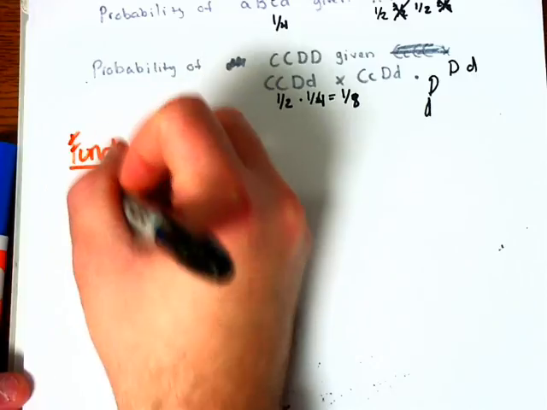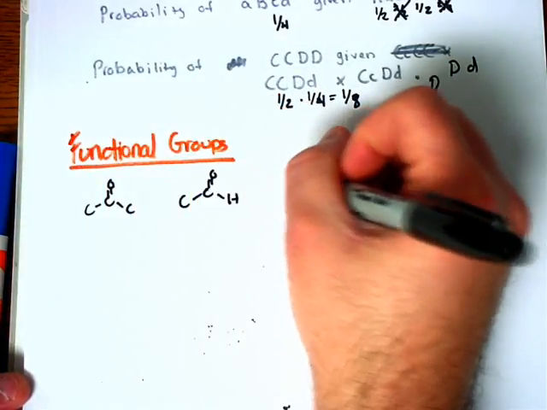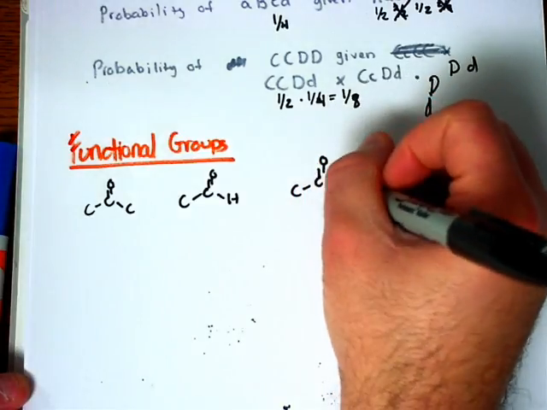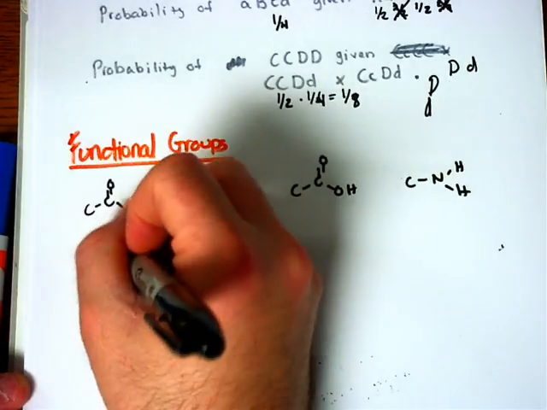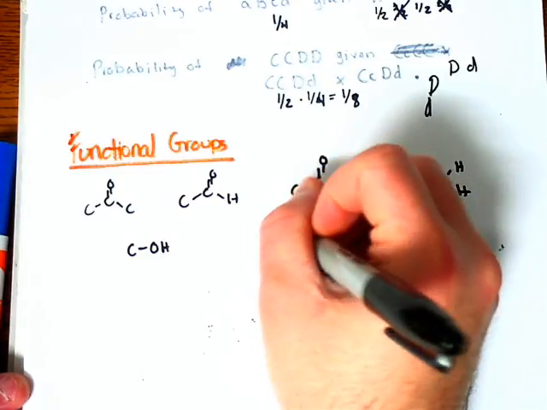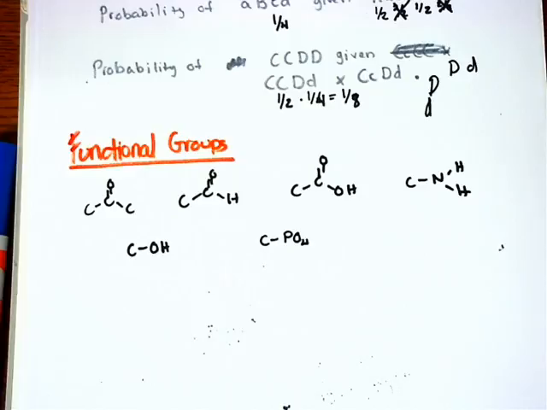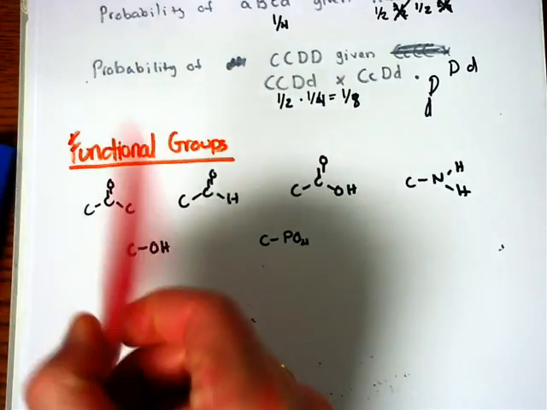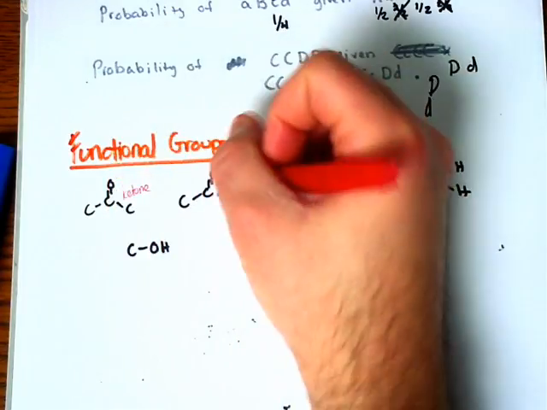C double bond O, C double bond O, H. C double bond with an OH, C with an N and two H's like that, C with an OH just like that, C with a PO4, and that's pretty good right through there, I think. I might think of one more that I want to throw in. Let's see, C double bond O in the middle of two C's, that's going to be a ketone. This one's going to be an aldehyde.